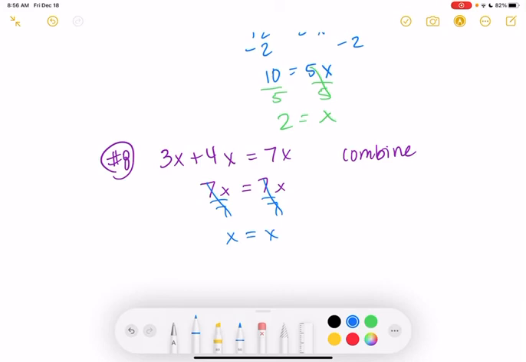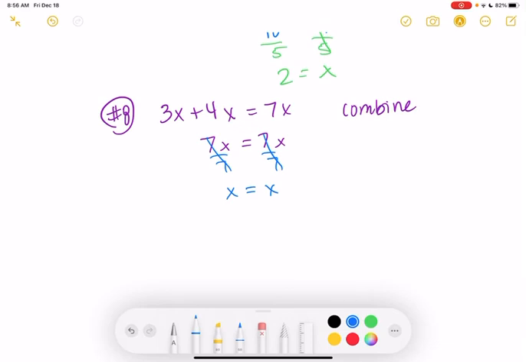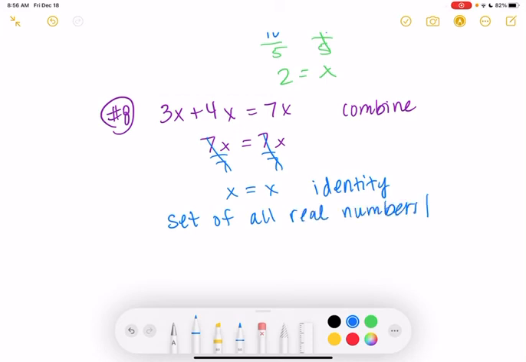What happens here is when we get something equals something and it's true, this is called the identity. If you get something equals something, and that's true, so that it equals itself, that's its identity. Your answer, what you would write here for your solution, would be the set of all real numbers. This would be our answer, set of all real numbers.